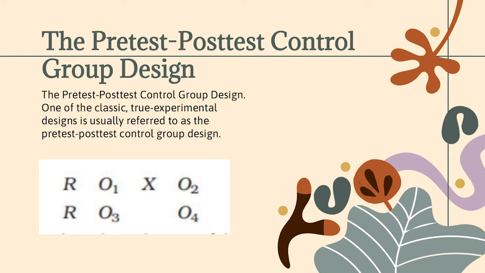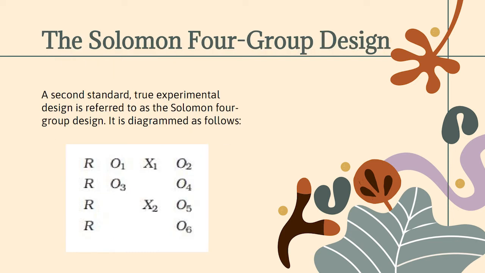The standard names of basic designs tend to describe them rather well, but diagrams point out their major features even more clearly. The diagram for this design appears as follows. 2. The Solomon 4 group design. A second standard, true experimental design is referred to as the Solomon 4 group design. It is diagrammed as follows.